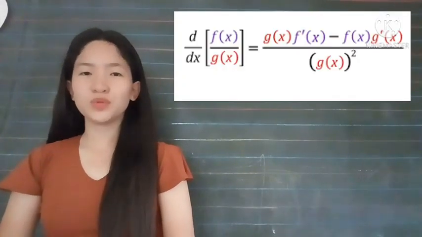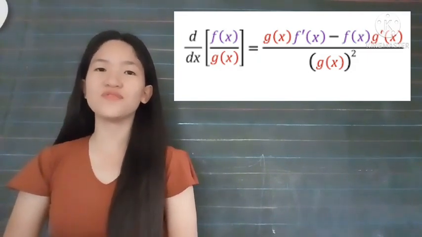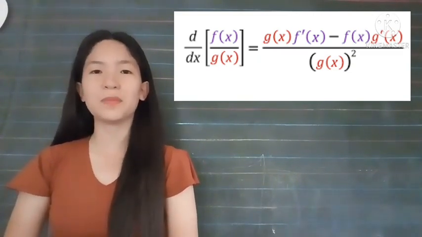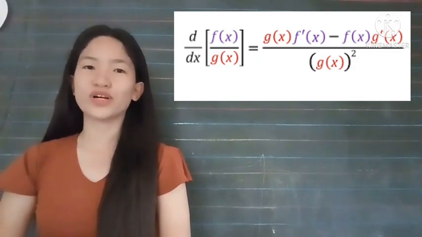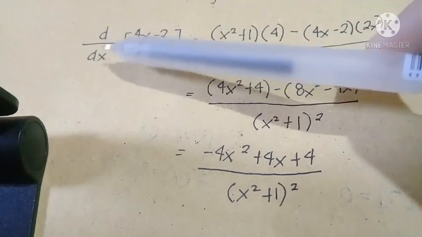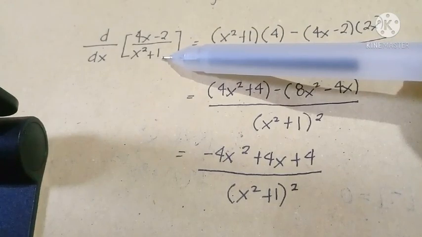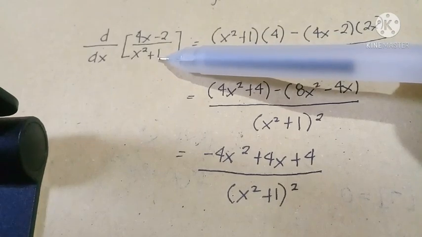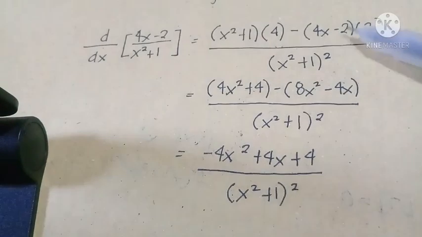For the quotient rule, we should not forget that the derivative of f of x over g of x is equal to g of x times f prime of x minus f of x times g prime of x, over g of x squared. For example, we need to get the derivative of 4x minus 2 over x squared plus 1, where f of x is the numerator and g of x is the denominator. We just need to follow the formula to have this.